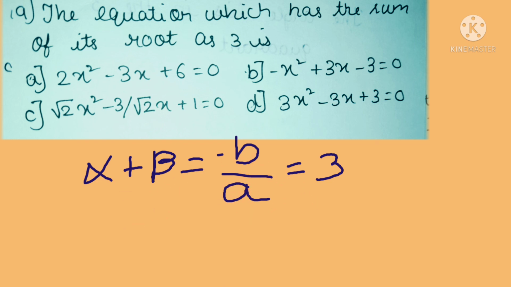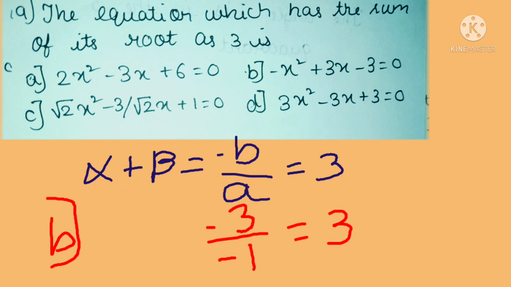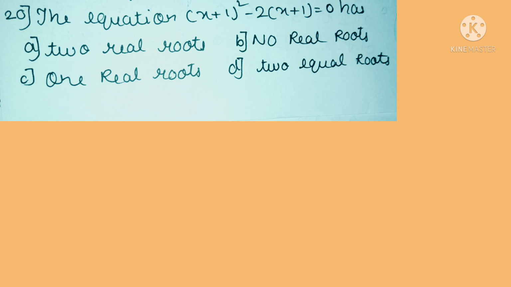But if we check with the second option, minus b by a, b is nothing but minus 3 and a is nothing but minus 1. So minus of minus 3 by minus 1, we will get the answer 3. So 3 is the sum of the roots. So it satisfies, and the option will be B. Move on to the 20th main question over here.